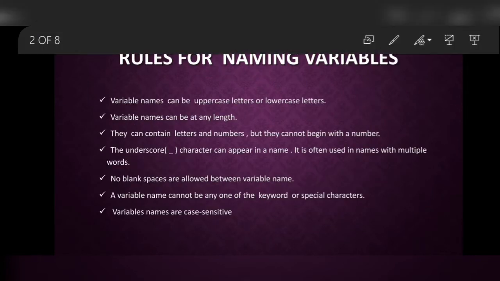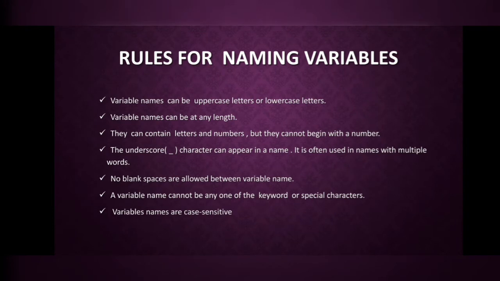Next, we are going to see about rules for naming the variables. Variable names can be uppercase letters or lowercase letters. Variable names can be of any length, not limited. They can contain both letters and numbers, but they cannot begin with a number. The underscore character can appear in a name. It is often used in names with multiple words. No blank spaces are allowed in variable names. A variable cannot be any of the keywords or special characters. Next, a very important thing is variable names are case sensitive.